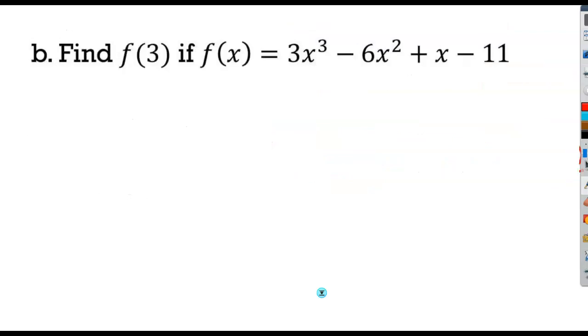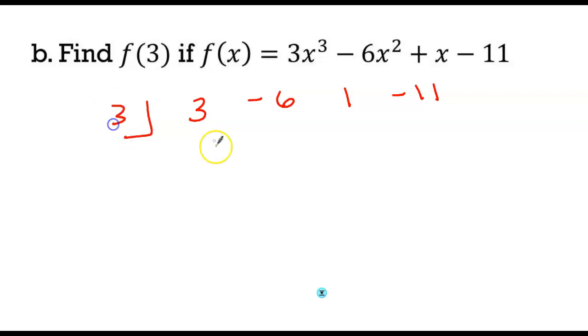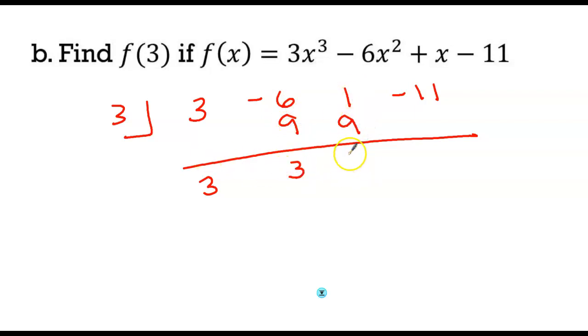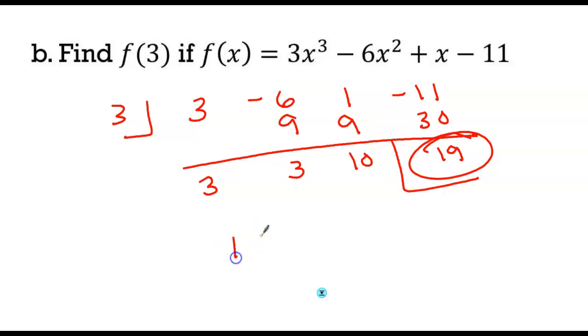All right, let's try another one. I'm going to plug in f of 3, and I'm going to do this using synthetic substitution. So I'm going to make sure all my powers are there, 3, 2, 1, 0. And 3 is in my corner box. 3 times 3 is 9. 3 times 3 is 9. 3 times 10 is 30. And then I get 19. So this number here is my remainder. And so 19 would give me my answer. F of 3 equals 19.